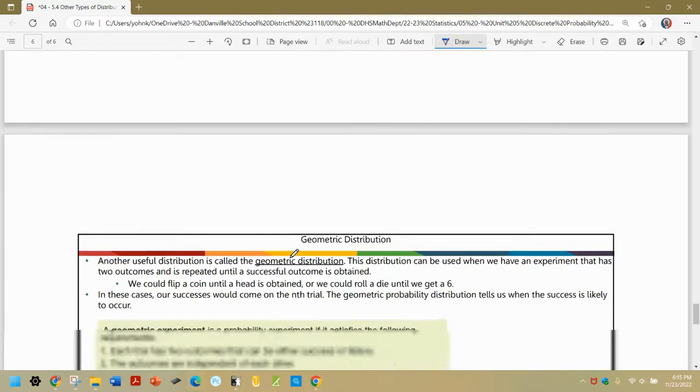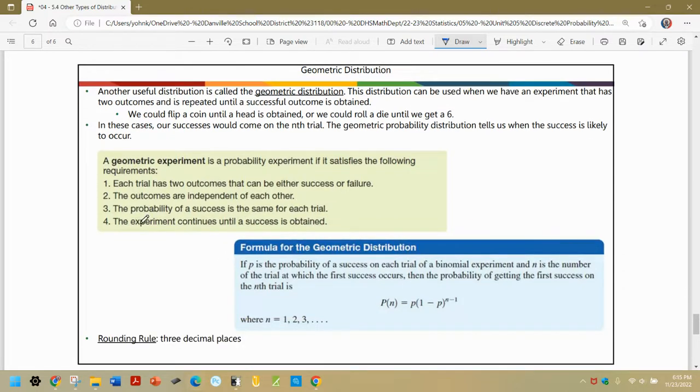Okay, final one, geometric distribution. Another useful distribution is called the geometric distribution. This distribution can be used when we have an experiment that has 2 outcomes and is repeated until a successful outcome is obtained. So flipping a coin until you get a head, or rolling a die until you get a 6. Doing something until you get a certain outcome is what a geometric experiment is all about.